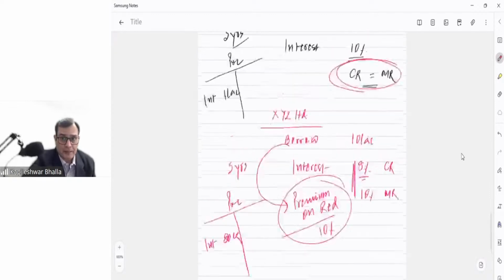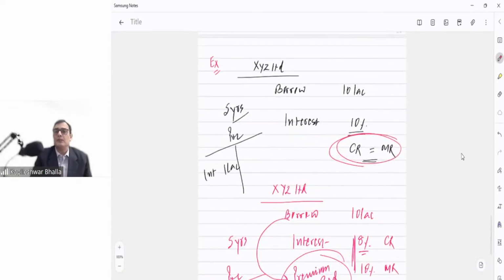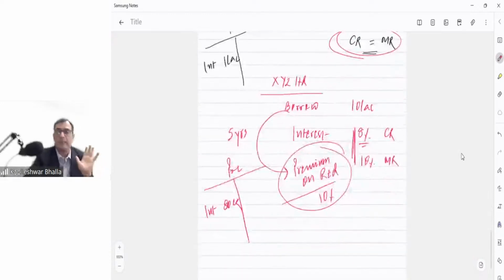In the first deal, you agreed to pay a market rate of 10%. So the interest hit in your profit and loss account is 1 lakh rupees. In the second deal, the interest rate hit is only 80,000 because you agreed to pay a lower interest rate, to be compensated by the premium on redemption at a later date.